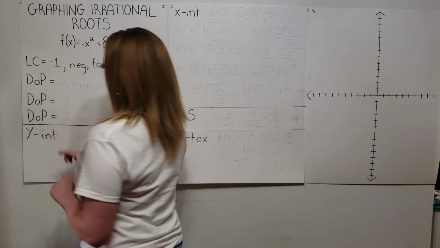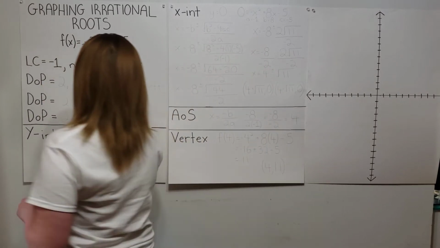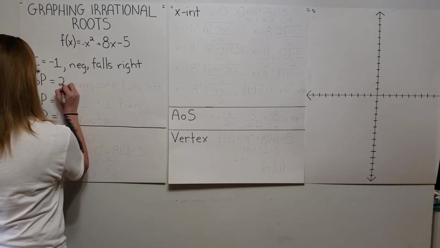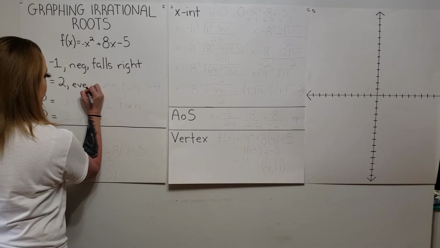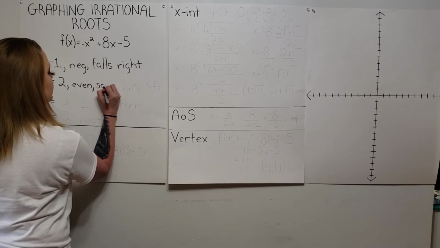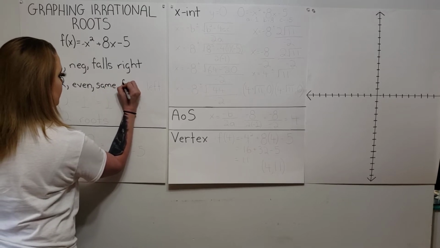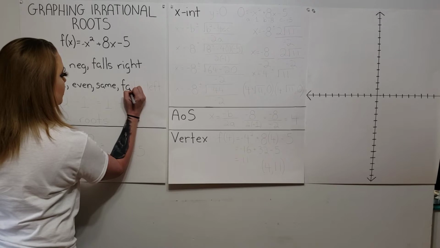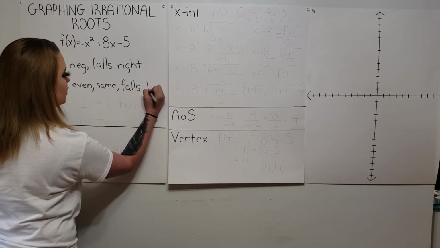The degree of our polynomial is 2. 2 is an even number, so that tells us that it's going to exhibit the same behavior on the left as it does the right. Since it falls on the right, it's also going to fall on the left.